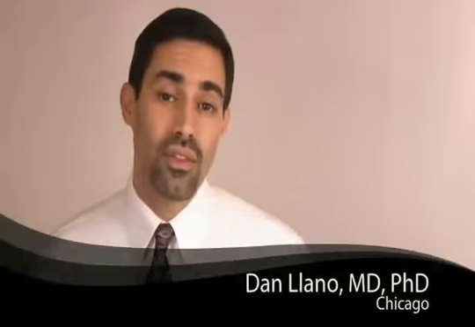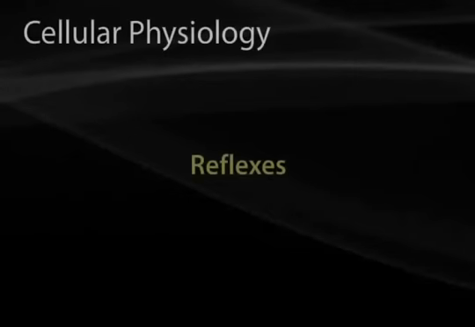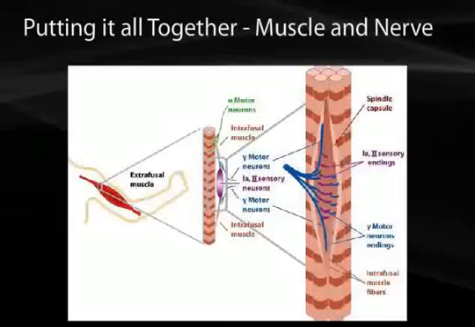In the next section, we'll describe the physiology of reflexes. In this section, we'll discuss reflexes. There are several different types of reflexes that are embedded into the circuitry of our spinal cord, and they control contraction of muscle without our having to consciously control that type of contraction.